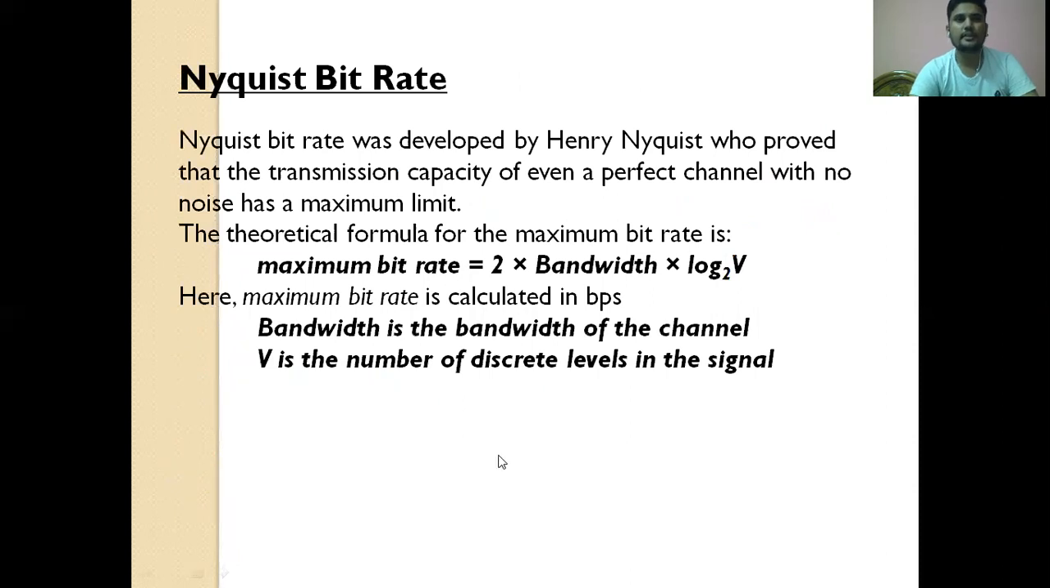So the Nyquist bit rate was developed by Henry Nyquist, who proved that the transmission capacity of even a perfect channel with no noise has a maximum limit. The theoretical formula for the maximum bit rate is equal to 2 times bandwidth times log 2 V. By using this, we can calculate the data rate. Bandwidth is the bandwidth of the channel, and V is the number of discrete levels in the signal. That is the Nyquist bit rate. It is one method to calculate the data rate. Data rate means how many bits are transmitted per second.